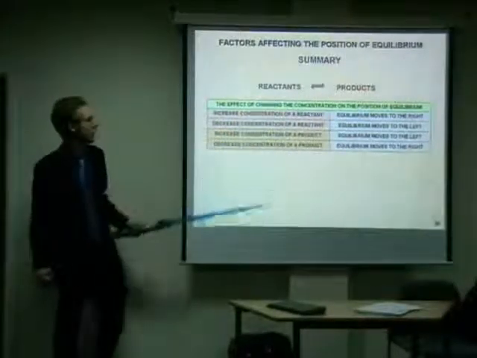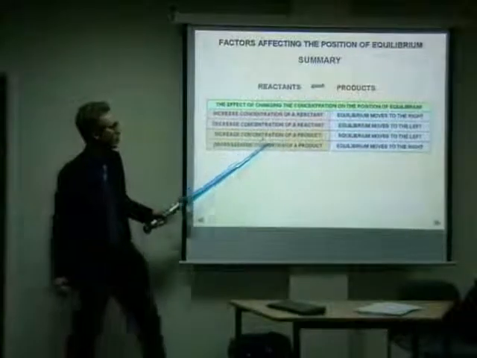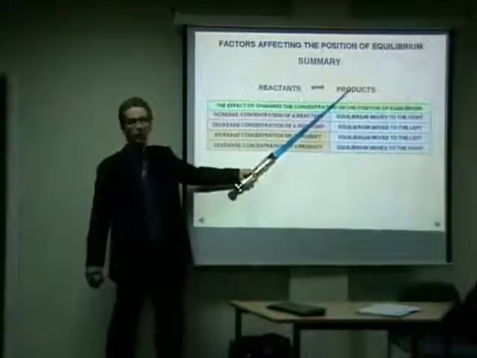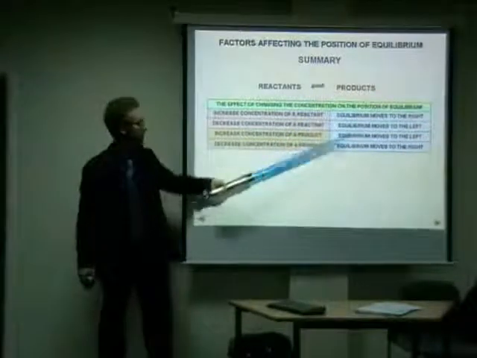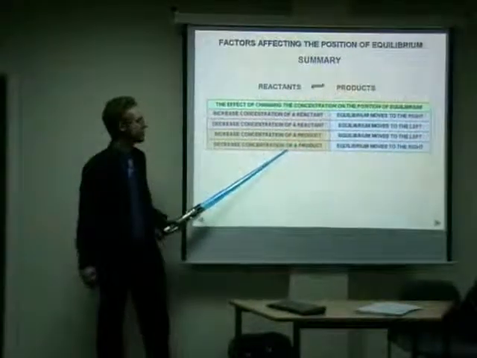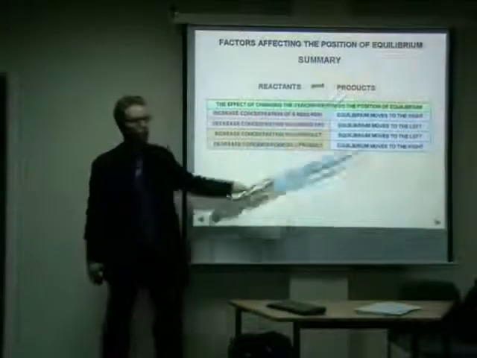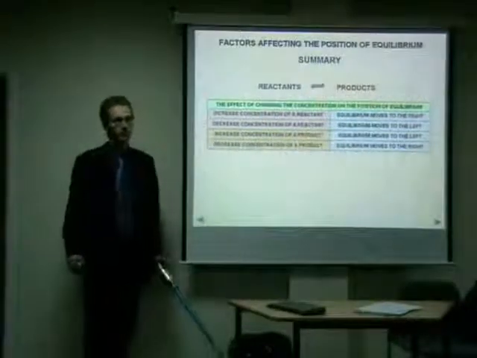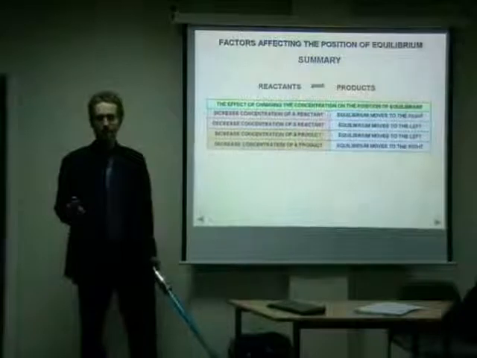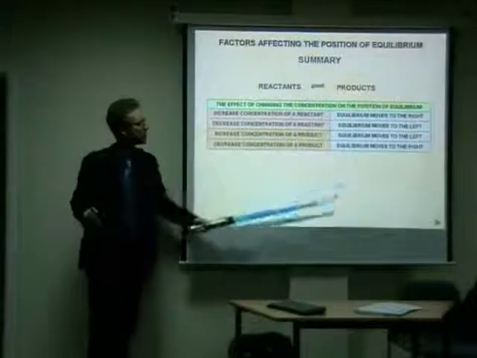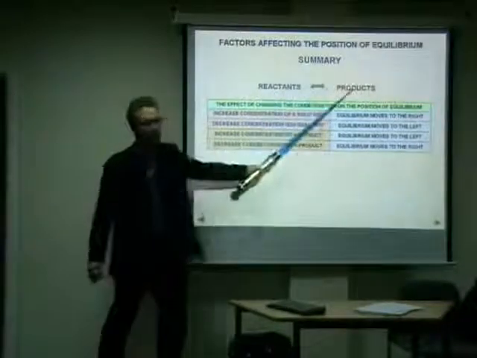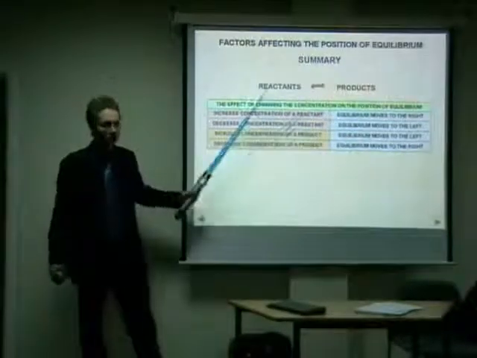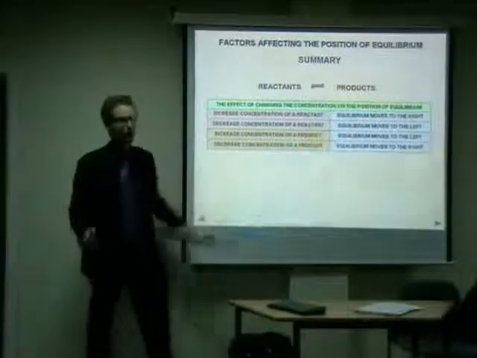If I increase the concentration of a product, it will move left, as it says there, and decrease concentration of a product, it will move right. Happy with that? All this move left and move right means is that if we say it moves right, we're saying some of the reactants turn into products. Overall, there is a decrease in reactants and an increase in products.